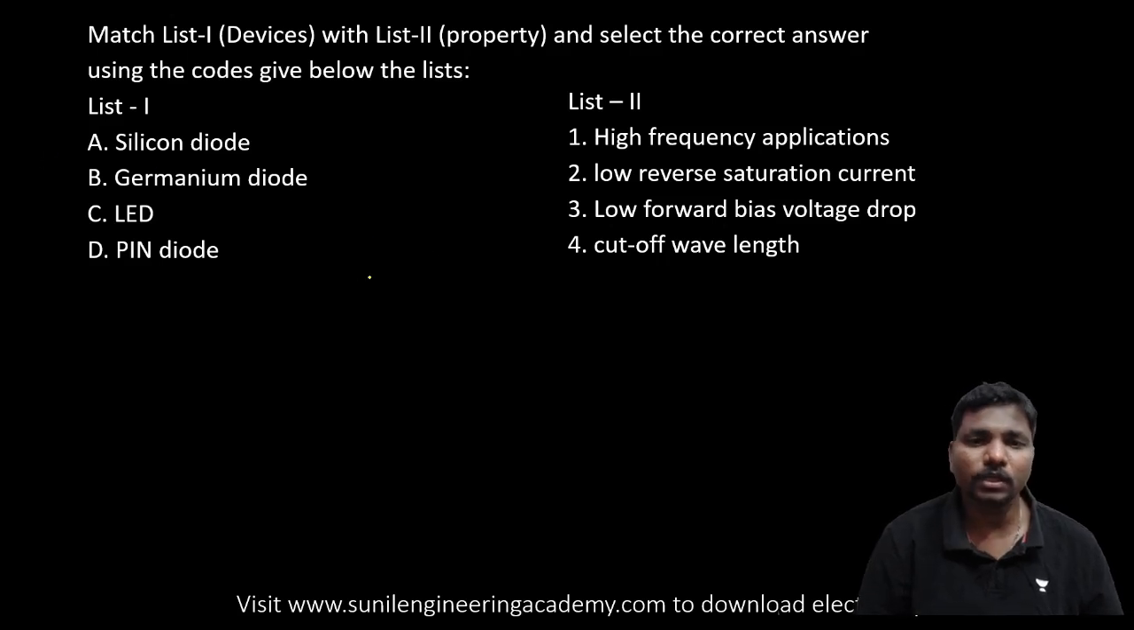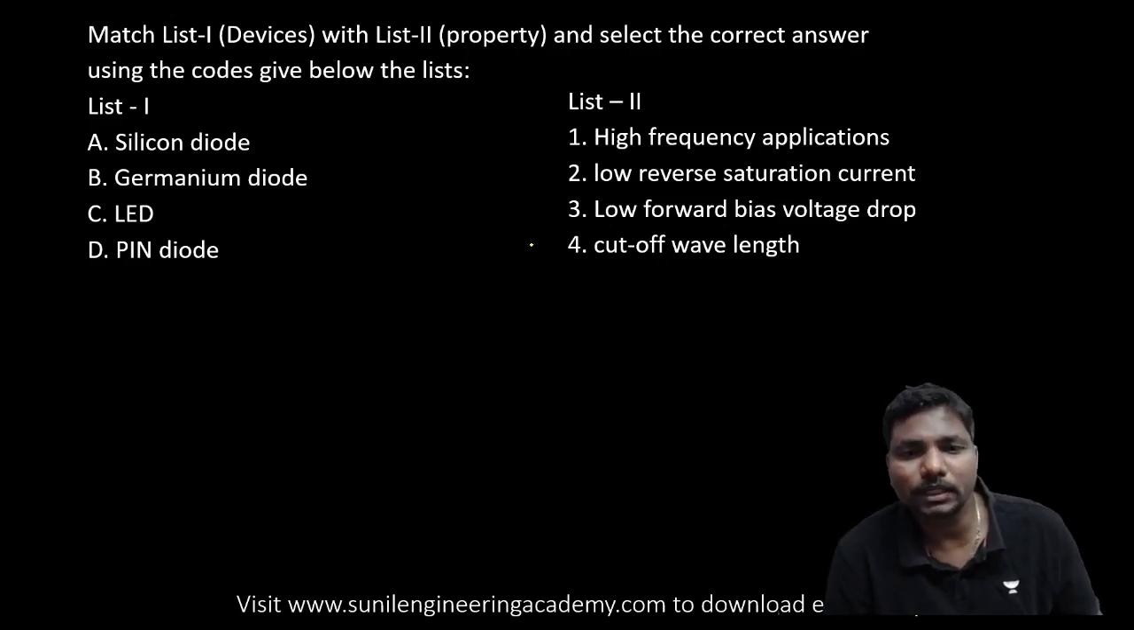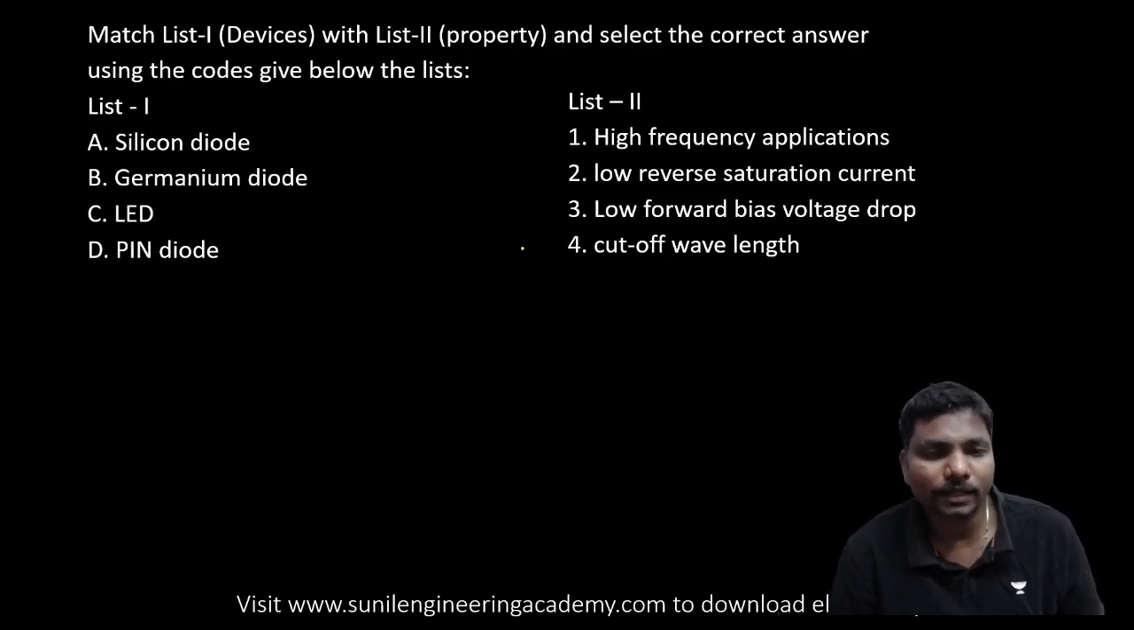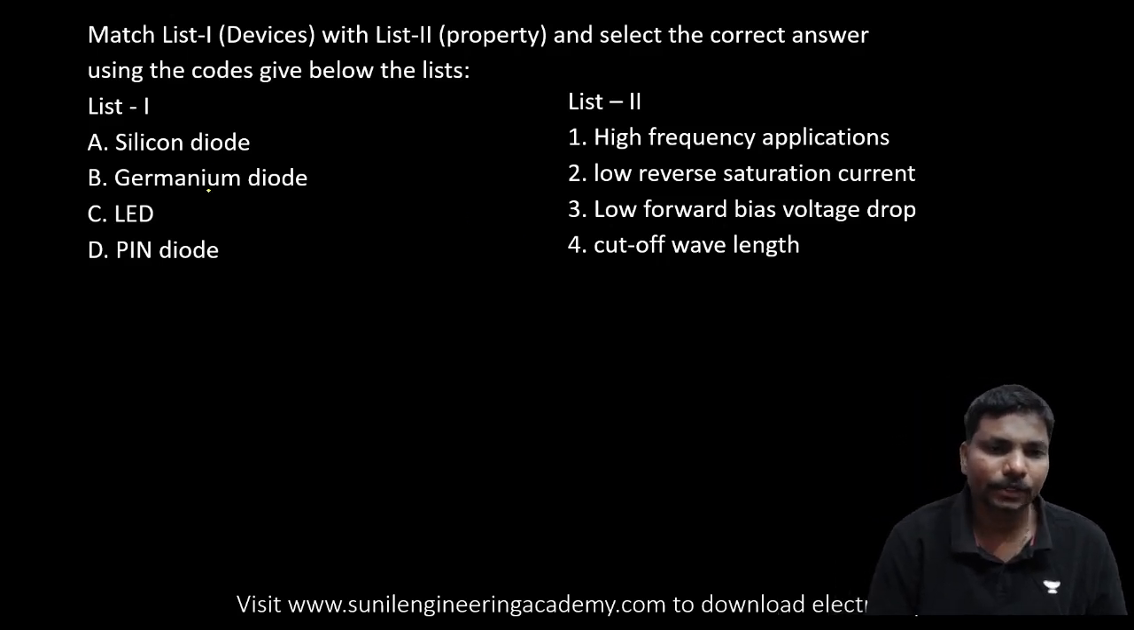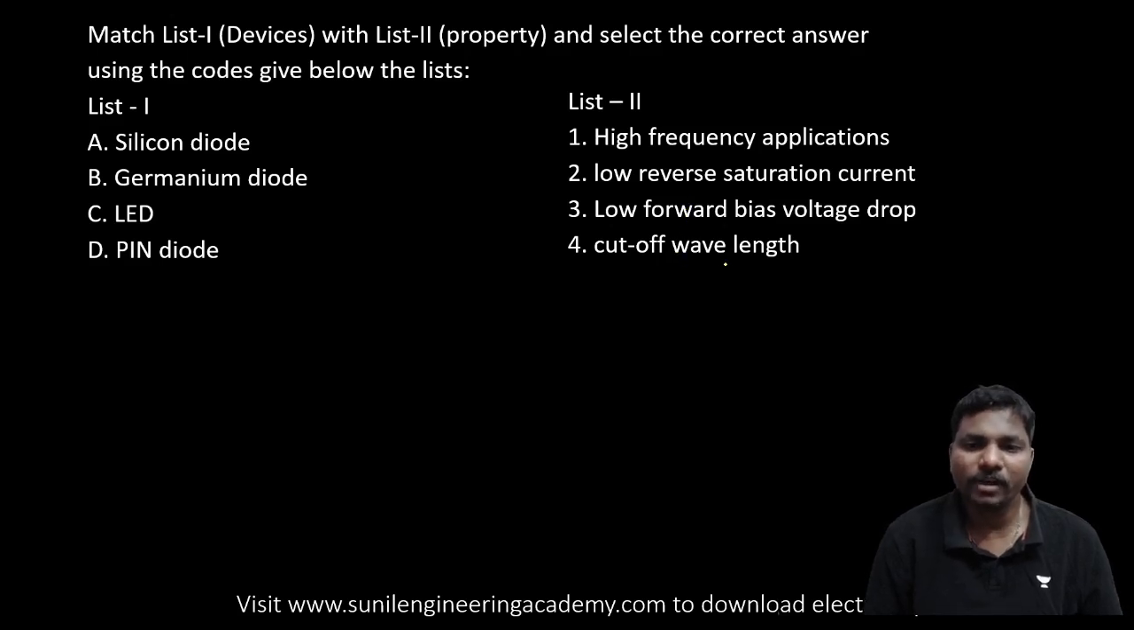Whenever we have a matching type of question, the best thing is to match what we know very well. Here we have silicon diode, germanium diode, LED, pin diode, high frequency, low reverse saturation current, low forward bias, cutoff wavelength. Wavelength belongs to light, correct? So in light, LED, so C4, easily you can match.